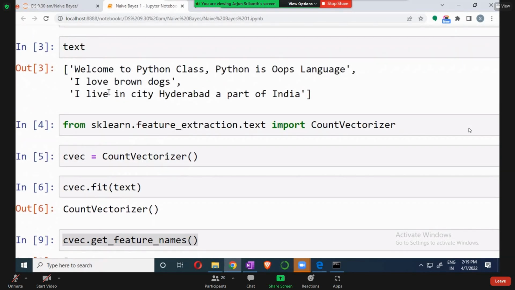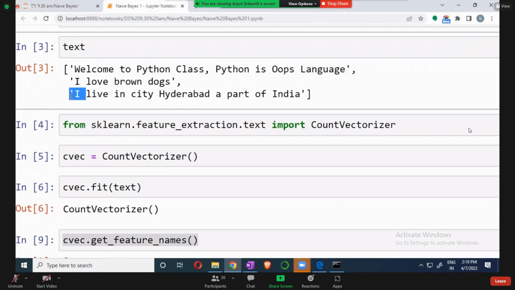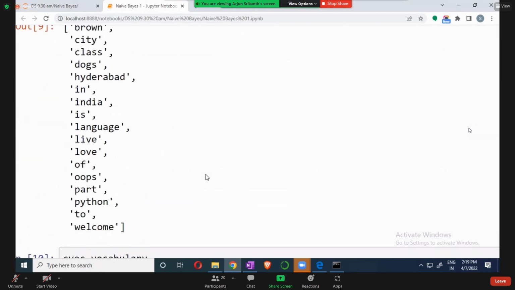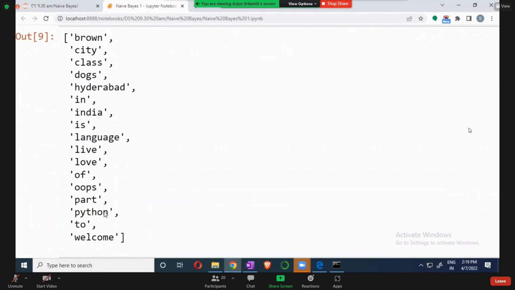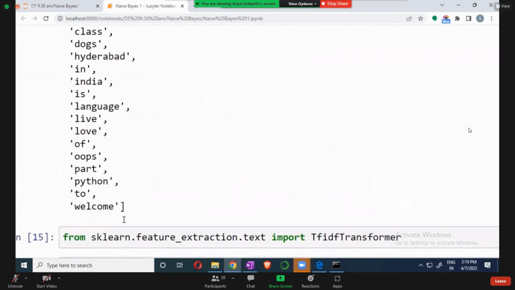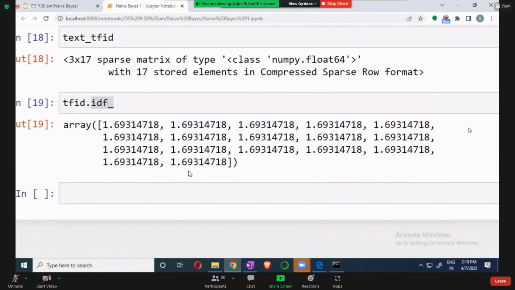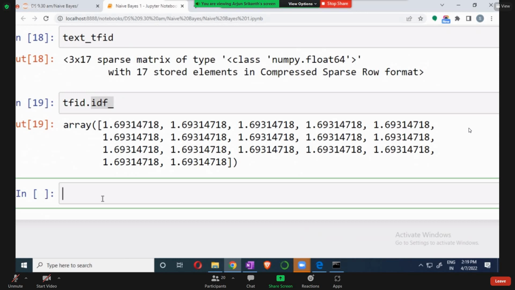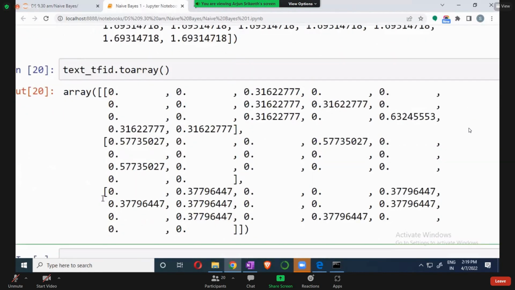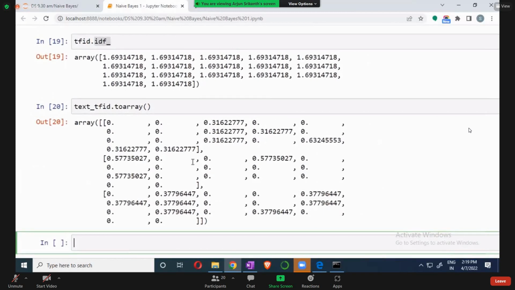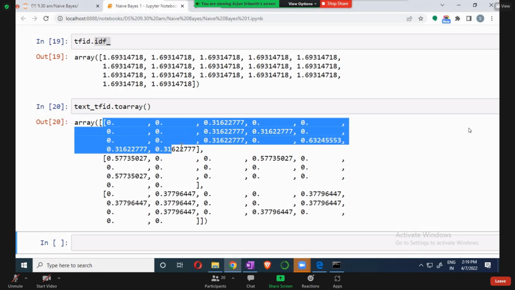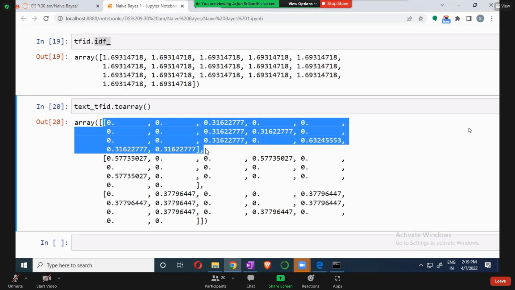Now you see "I" is being ignored. "I" is not given any importance over here. Some of them they will ignore. So now it is the ranking. Now you want to see the actual matrix, how it is built up. Dot toarray. Now you see this. First one is this. Okay.